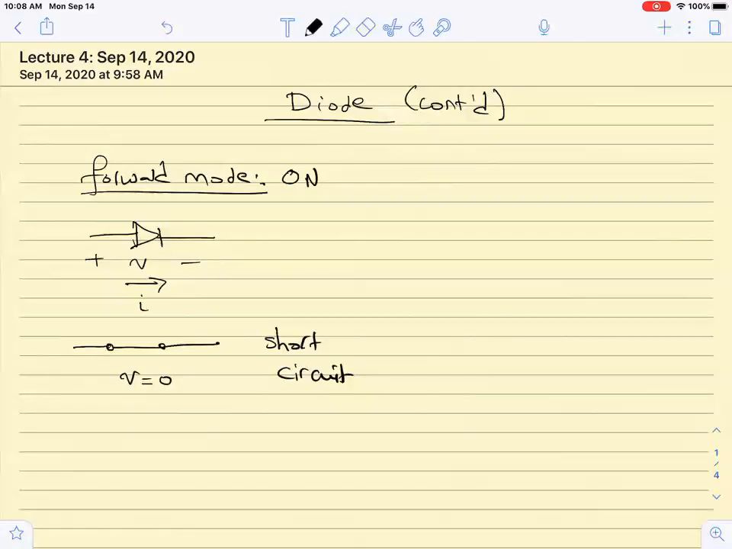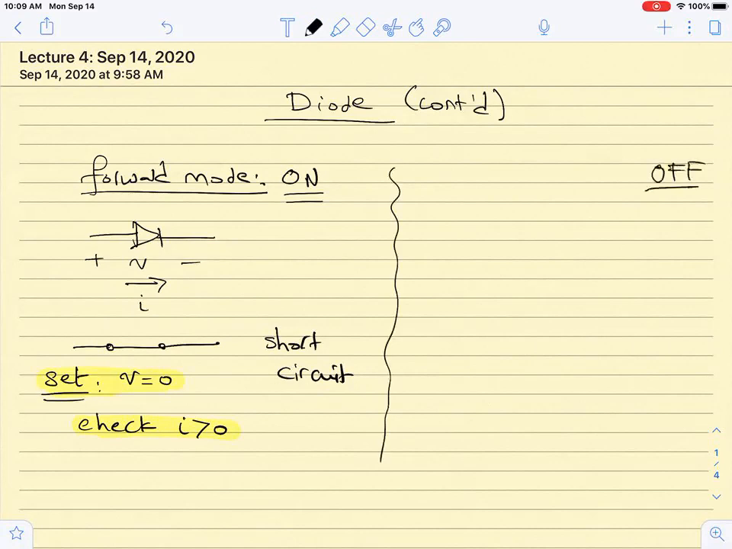So how are we going to handle the diode inside the circuit? If we assume that it is on, we set V equals 0, and we need to check that I is positive. When I put the diode in a circuit, I have two states, right? The forward state or the reverse bias state, where the diode is in the off state.